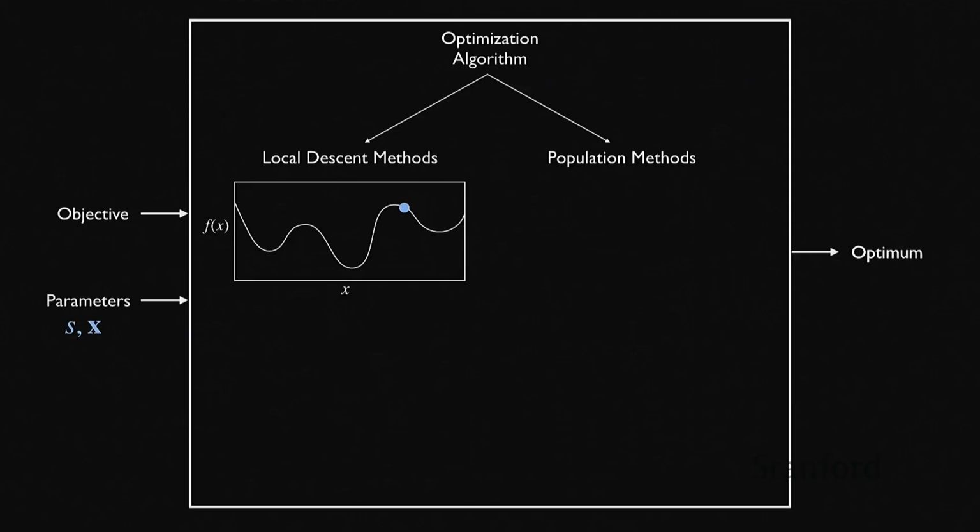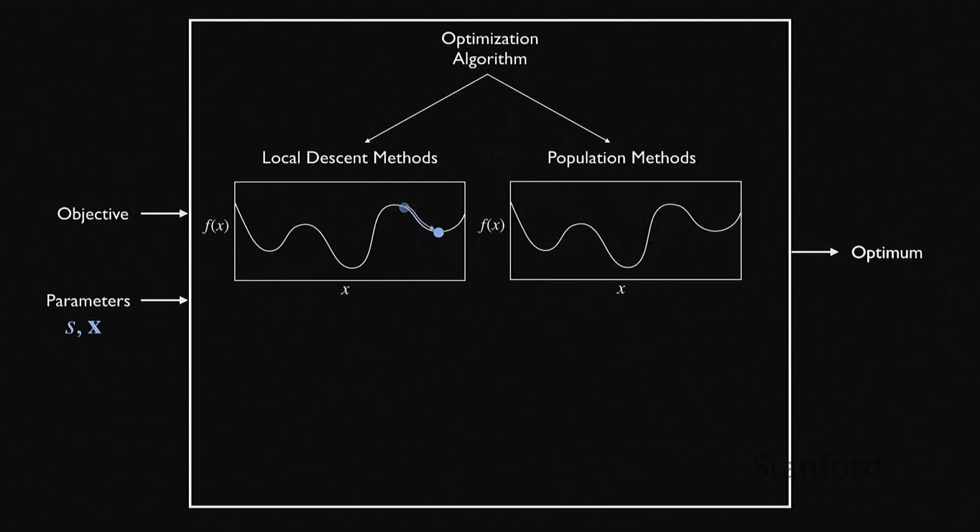Doing local descent methods is just one sample at a time. I don't really understand what it is. Yeah, so the question is, can I explain population methods a little bit more? What's the difference between that and just maintaining one sample and moving it? If we go back here, with local descent, we just take one sample and we try to move it.